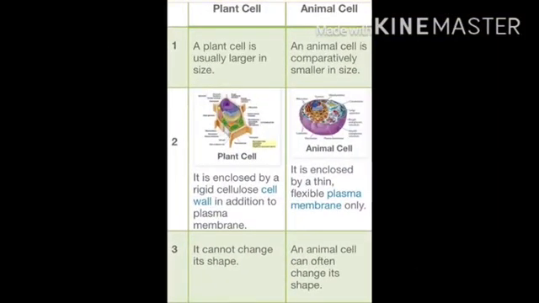Now the difference between animal and plant cell. A plant cell is usually larger in size, whereas an animal cell is comparatively smaller in size. The plant cell is enclosed by a rigid cellulose cell wall in addition to the plasma membrane. In animal cell, it is enclosed by a thin flexible plasma membrane only. A plant cell cannot change its shape, but an animal cell can often change its shape.